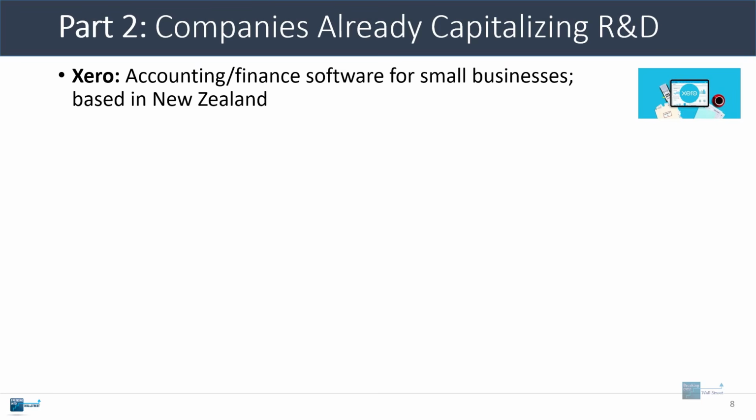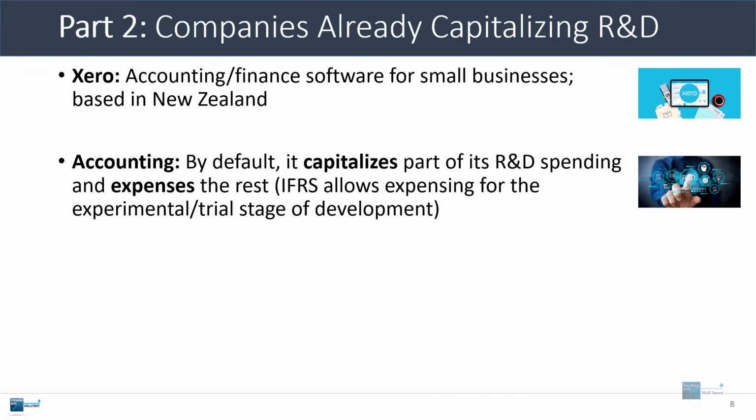So we'll use this example of Xero, which is an accounting and finance software company based in New Zealand targeted at small businesses. By default, it capitalizes part of its R&D spending and then expenses the rest, because IFRS says that if a company is spending money just as experimentations or part of the trial stages of a new product or service or something like that, it can be expensed.